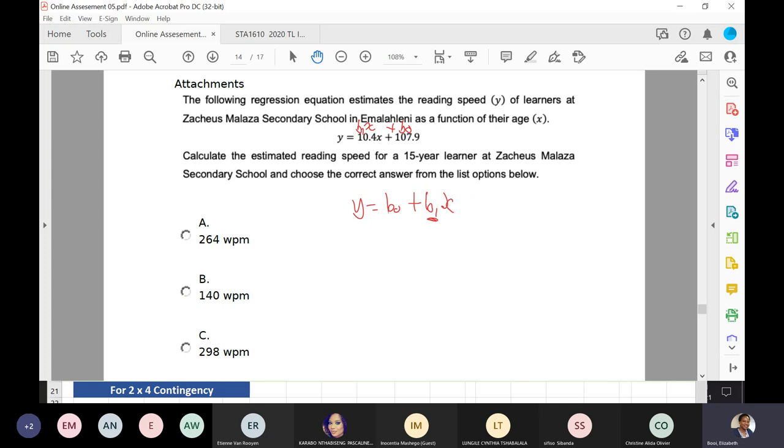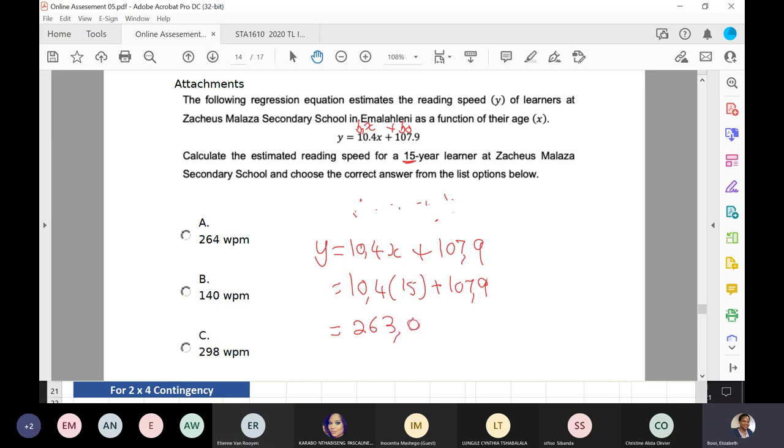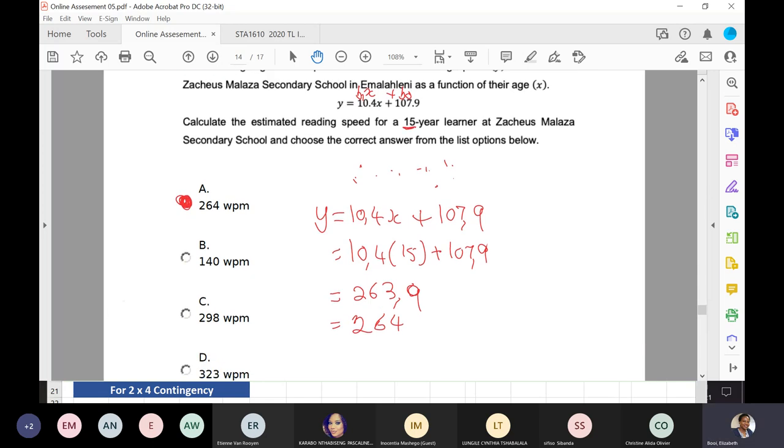Calculate the estimated reading speed of a 15-year-old learner, which is the new age of a learner. So it means you must take your equation. Let's rewrite that equation here. Y equals 10.4x plus 107.9. So what you need to do is 10.4 times 15 plus 107.9. That's 263.9. And the answer is an integer, so therefore it is 264. So number A should be the correct answer.